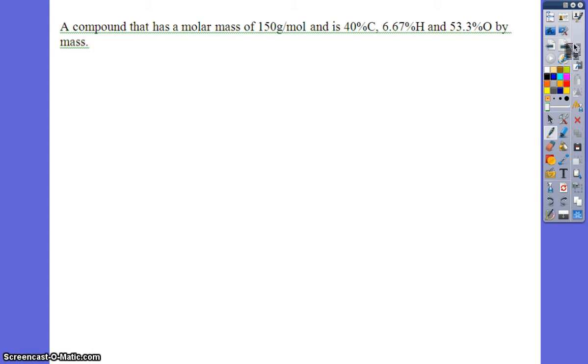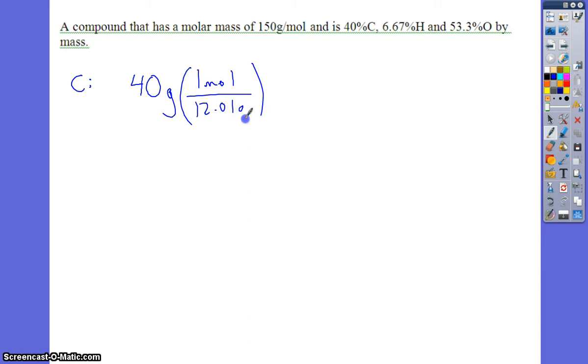And again, we could guess and check. We could try all sorts of different combinations of carbon, hydrogen, and oxygen, try to get them to add up to 150 grams, check to see if that's 40% carbon by mass, 6.67%, and so on. That would take forever, unless you're just lucky and you happen to get it right away. So I start off, again, wanting to do the empirical formula first. I start off with carbon. If it's 40% by mass, I pretend like I have 40 grams of it, and take it times 1 mole per 12.01 grams.